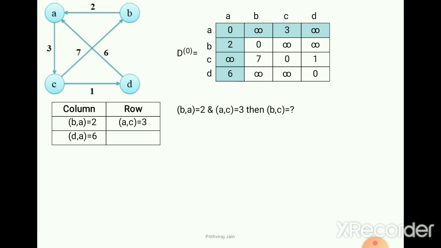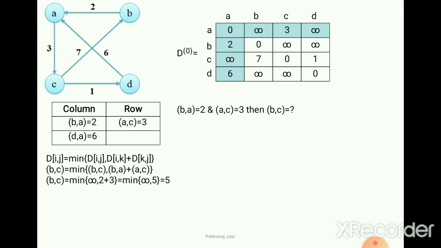Then we have to find out the distance from B to C. That means there may exist a distance from B to C, but the intention is we have to calculate the shortest distance. So let us apply the formula as we discussed. D of ij is equal to minimum of D of ij, D of ik plus D of kj. First we'll solve for B, C, which is equal to minimum of B, C, B, A plus A, C.